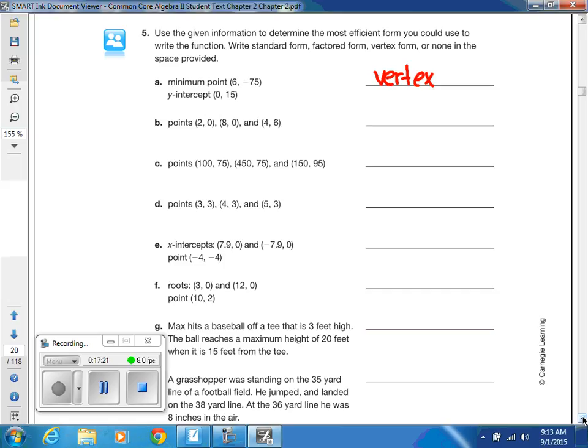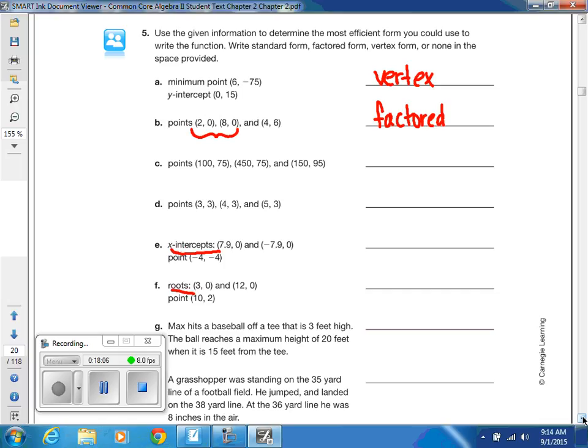Okay, look on B. They gave you some points, but what 2 points are these right here? Those are x-intercepts. So what would you go with there? Factored form, because they've handed you some factors. Alright, excellent. X-intercepts, roots. What's another name for roots? Another name for roots are x-intercepts.